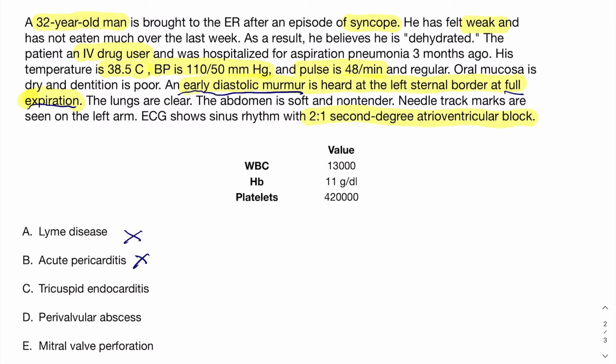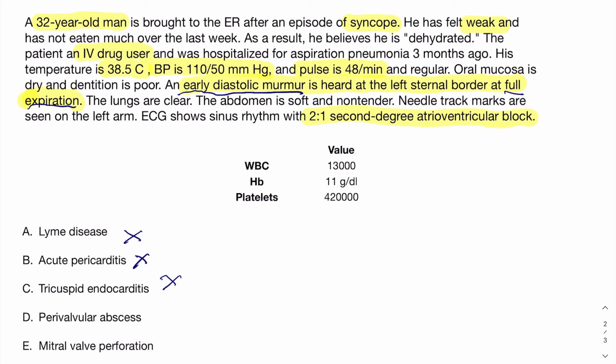Inspiration. Yeah, exactly, because when you inspire and you decrease the intrathoracic pressure, this sucks up more blood into the right side of the heart. So this would increase the right-sided murmurs like tricuspid regurgitation. That wouldn't be the case in here because, okay, now this would actually bring me on to the next answer choice. So, perivalvular abscess.